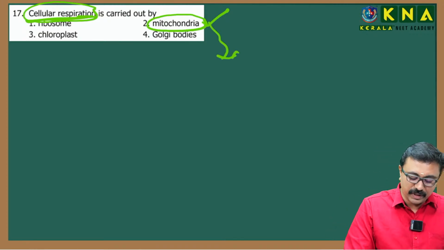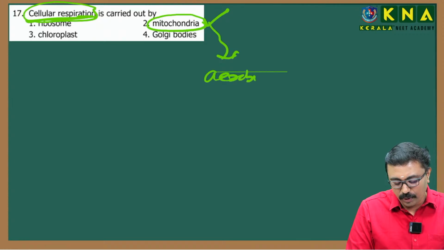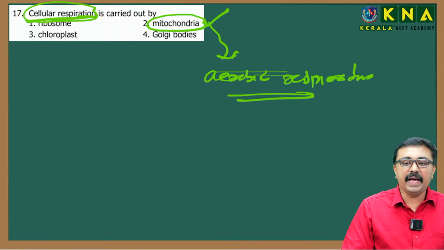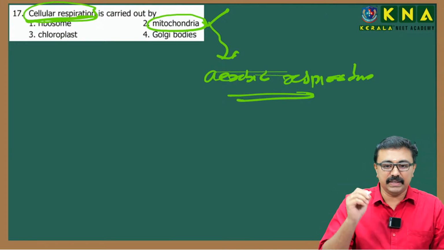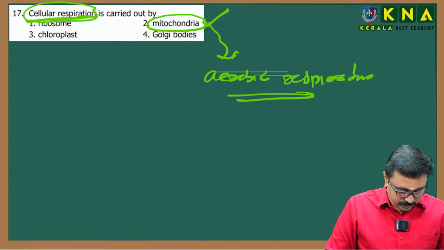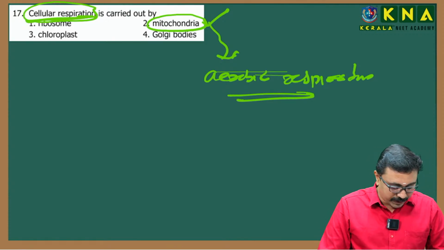Mitochondria is the site for which kind of respiration? It is the site for aerobic respiration. Okay, question number 17, the right answer is mitochondria.